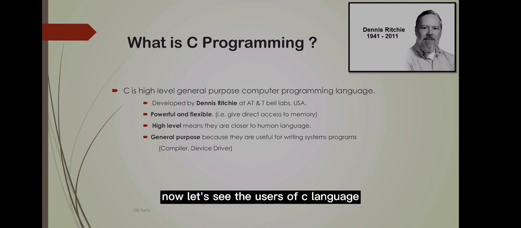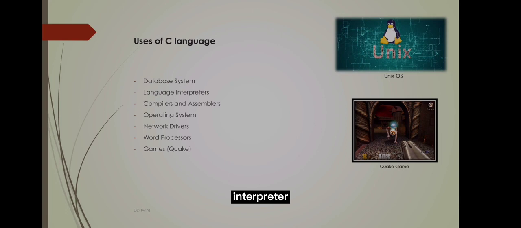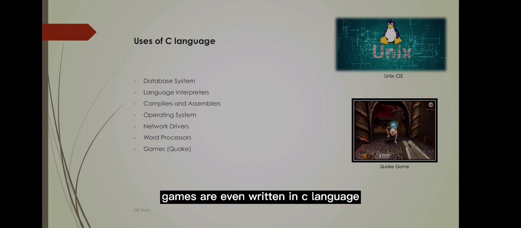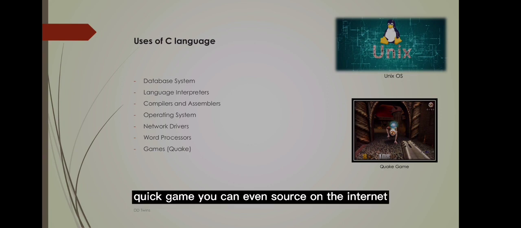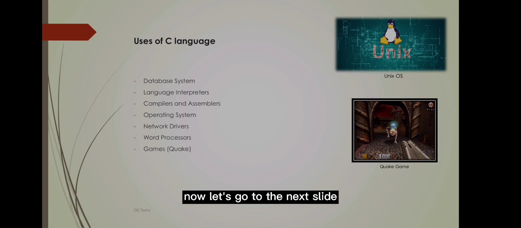Now let's see the uses of C language. Database system, language interpreter, compiler and assembler, operating system. As mentioned earlier, the Unix OS was written in C language. Now go to the next point: network drivers, word processors and games. Yes, you heard right. Games are even written in C language because it has lower latency than other languages. The game which was coded with C is Quake. You can even search on the internet. Now let's go to the next slide.